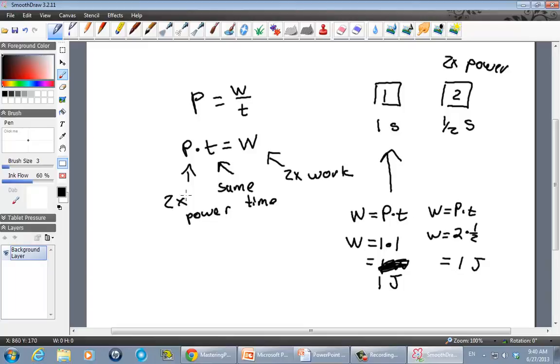So if I have an engine that has twice the power, it takes it half as long to do the same amount of work as an engine that has half the power. So if you have twice the power, it takes you half as long to do the same amount of work.